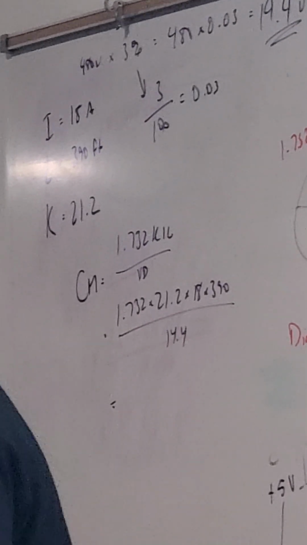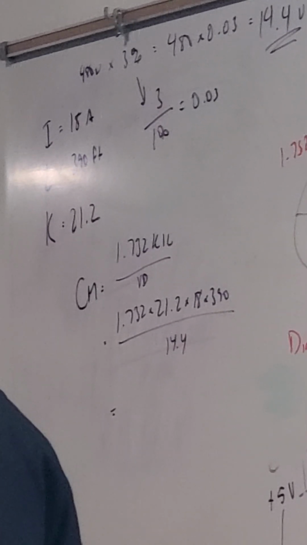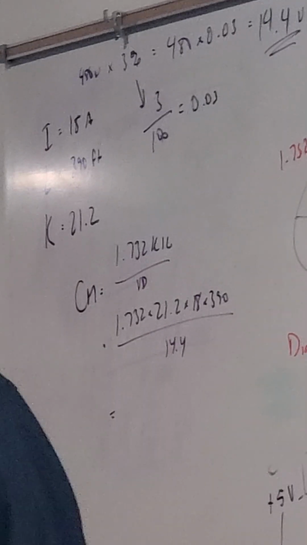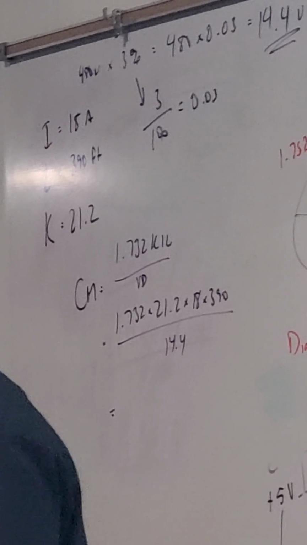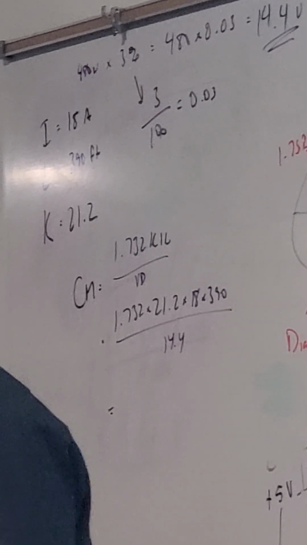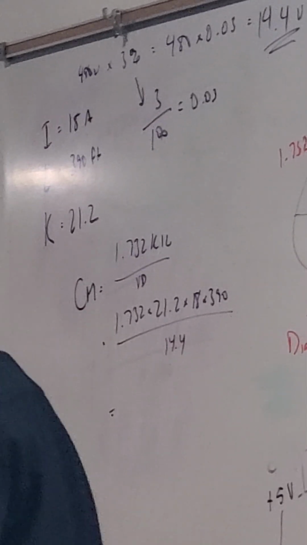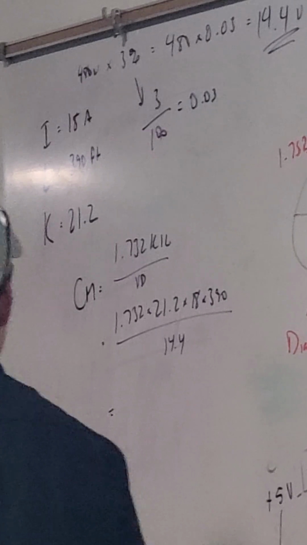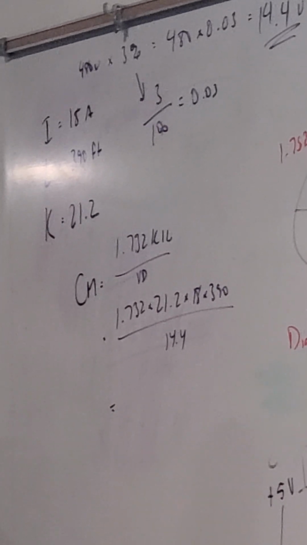So we have 1.3732 times 1.2 times 18,390 divided by 14.4. Okay, cool. I got a number. What do you guys have? 17,994 and a half.